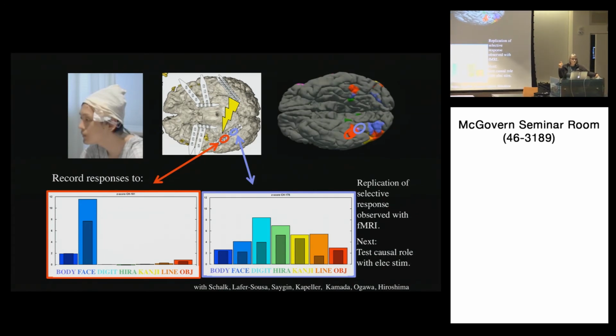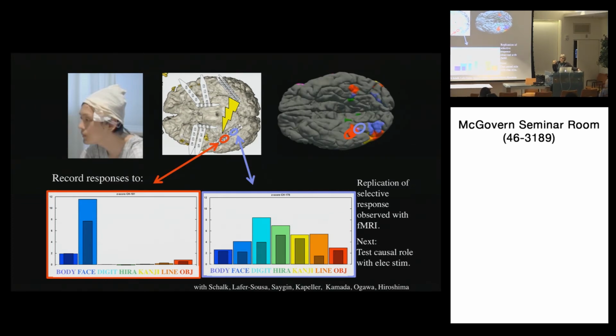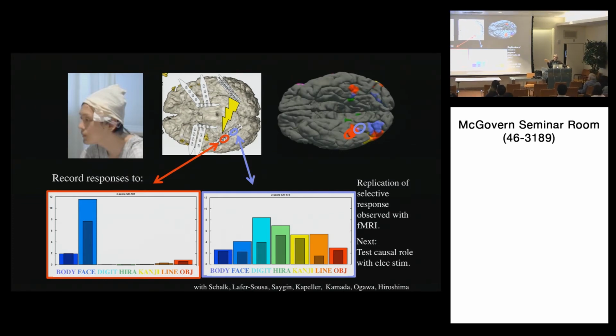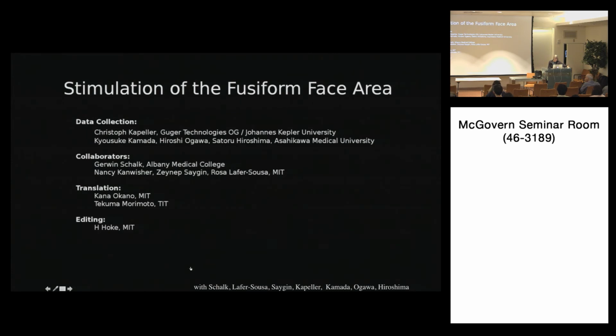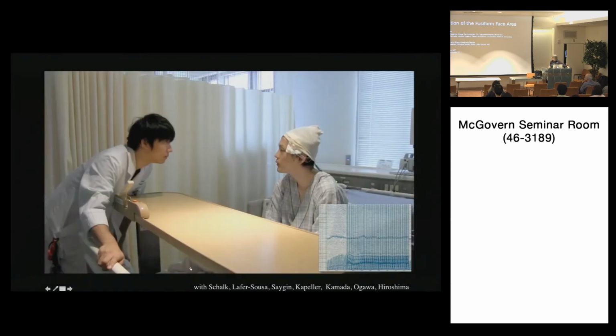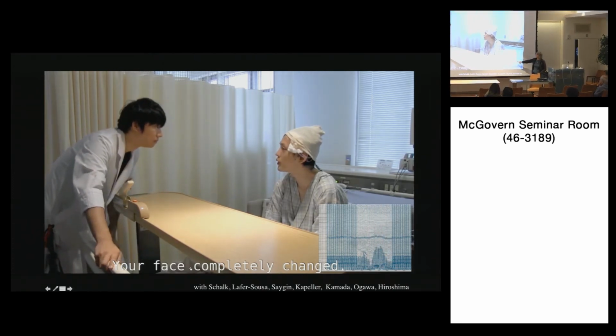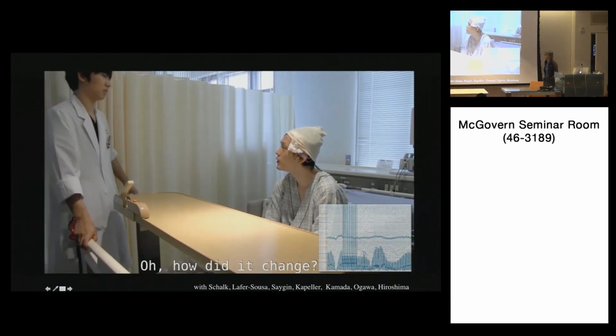So I'll show you what happens when this guy is stimulated while looking at faces and what happens when he's stimulated there while looking at things that aren't faces, all right? Okay, here we go. Okay, so he's looking at a face and he's getting stimulated right on the face selective electrode, and it says, and he's completely changed.